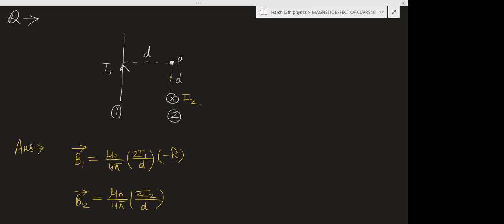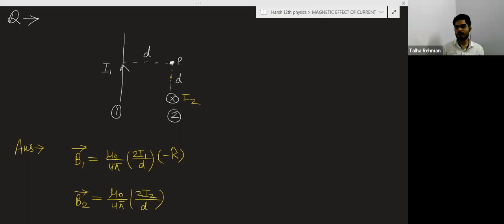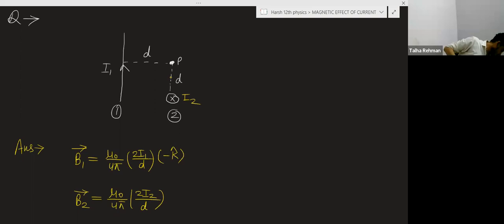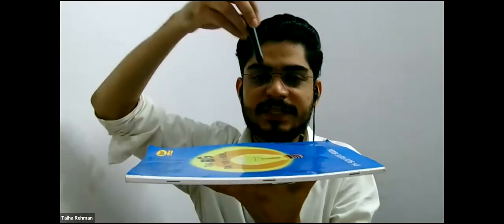It will be inwards? No, this time not inwards. Actually, the thing is that this is your XY plane, the screen of your laptop. I have rotated the XY plane like this, and this is the wire, and the current is going in this direction, in the downward direction.